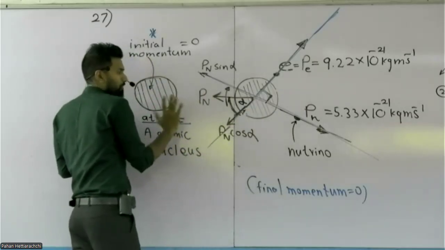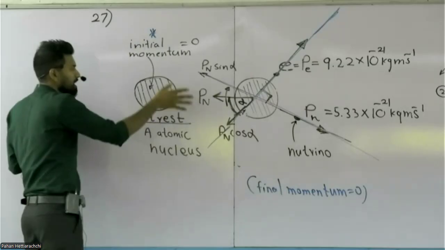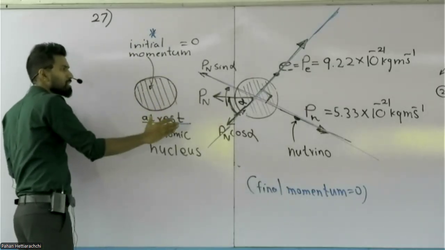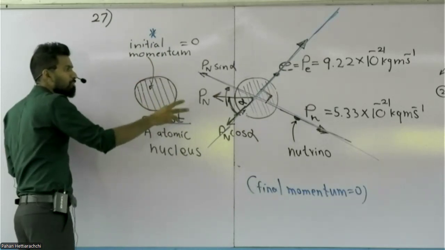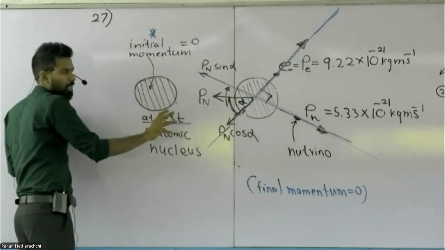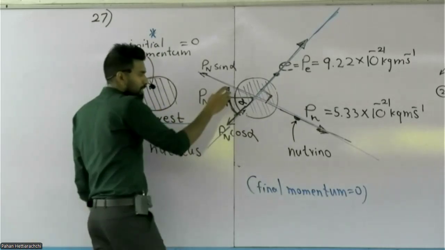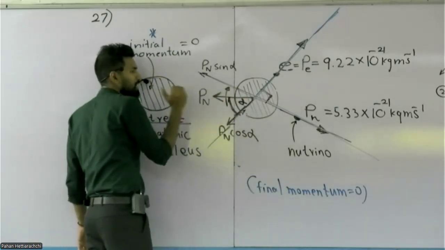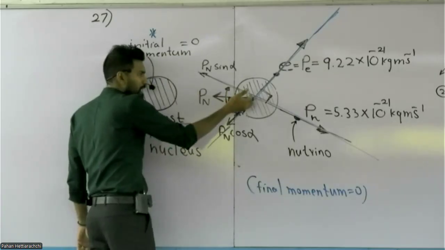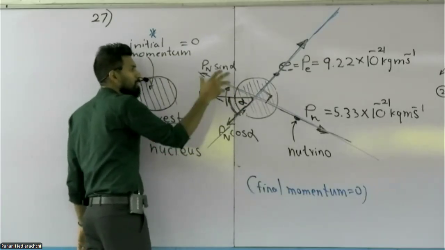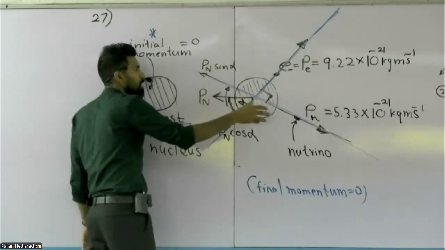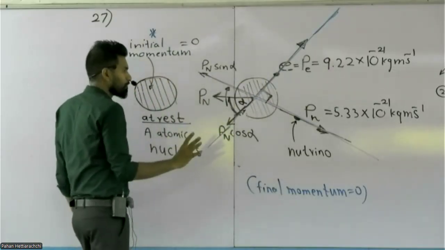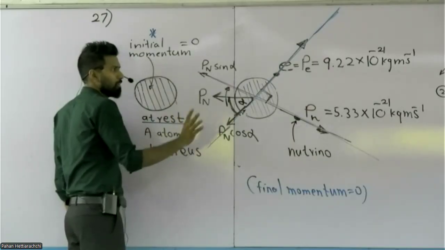Initially all the system is at rest, so no momentum. Conservation means no change. So the final momentum should also become zero. To do that, the recoiling nucleus has to recoil, and build a new momentum to cancel out the momentums which were introduced by this electron and neutrino. In this case, this is how I'm going to solve it.